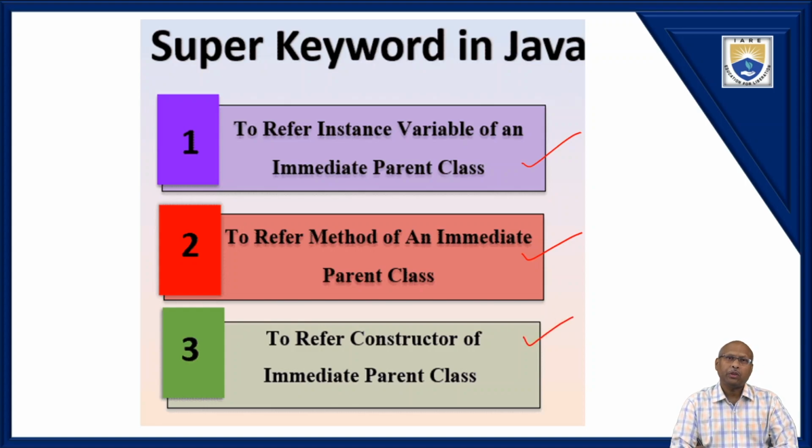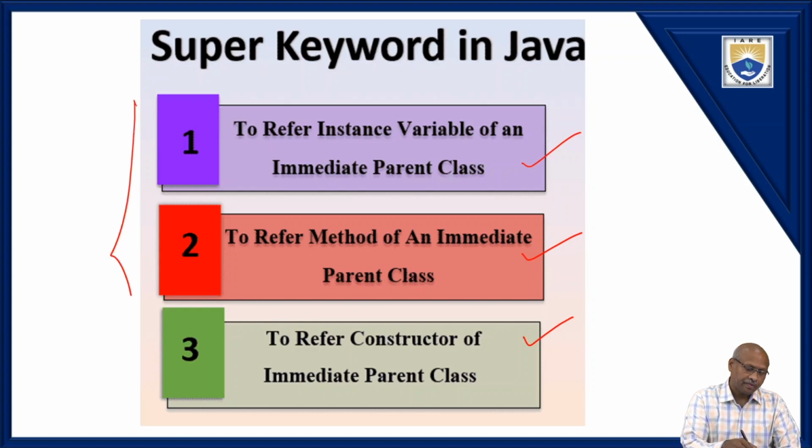So super can be used to call the parent's instance variable, or to call the parent's instance method or normal method, or you can call the parent's constructor also. So to invoke these three, you can use the super keyword.